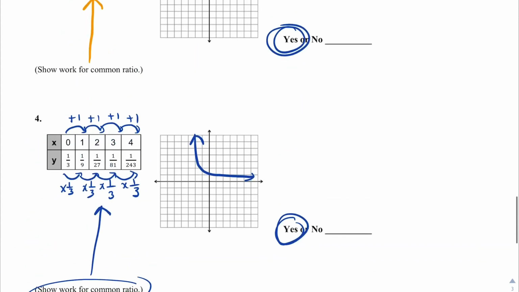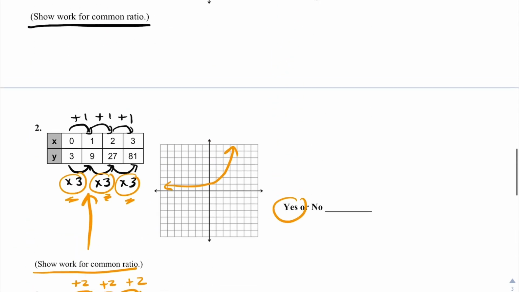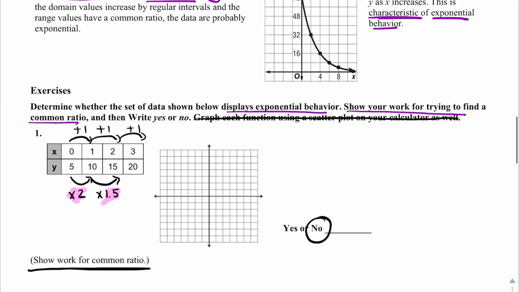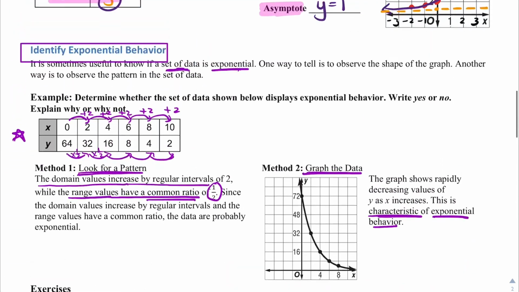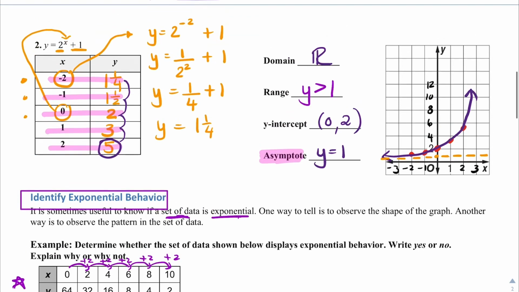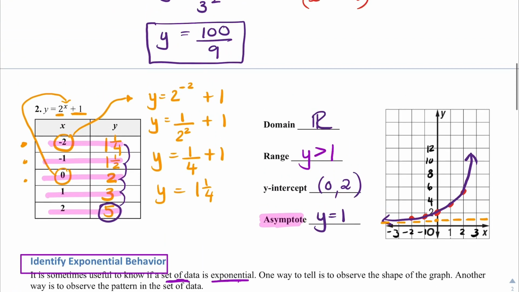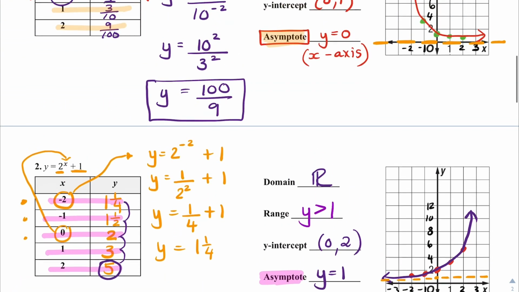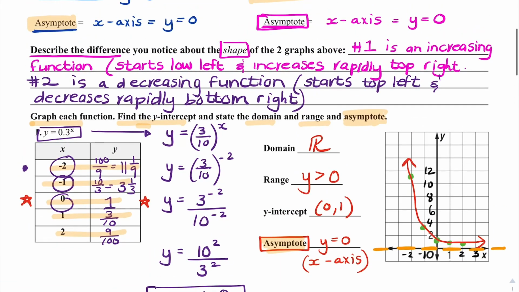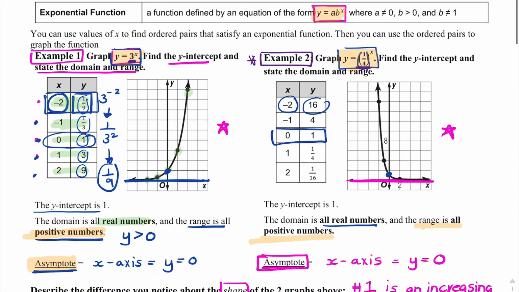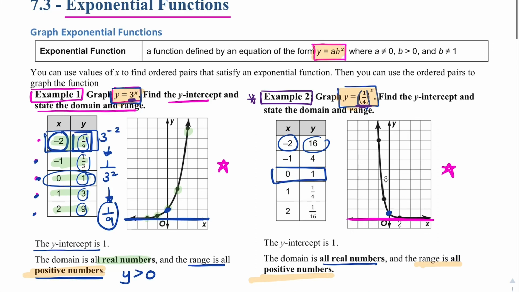And that's it. So 2 parts to today's lesson: identifying exponential behavior, showing work for a common ratio, and the first half of the lesson learning how to graph an exponential function and learning a new term, the word asymptote. So review these notes and get started on the homework for today's lesson, which is listed on the unit planner.